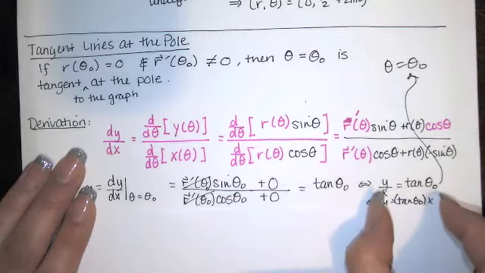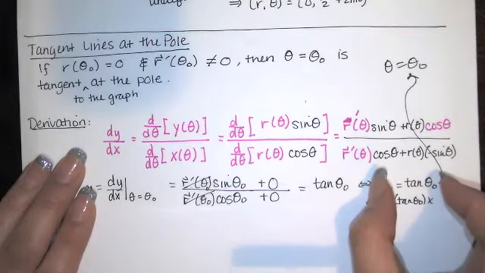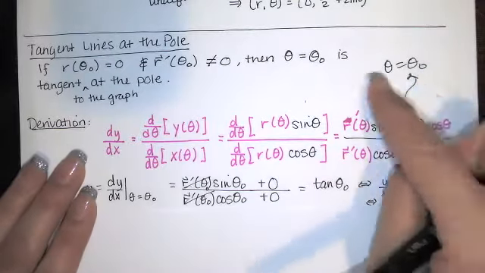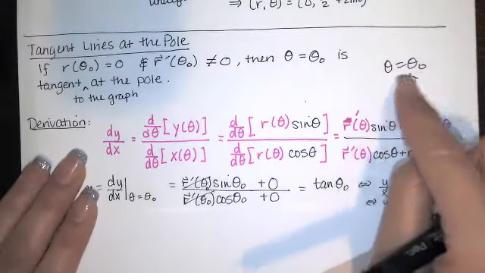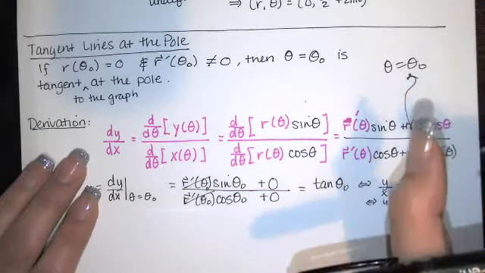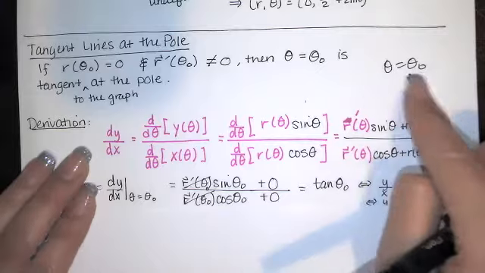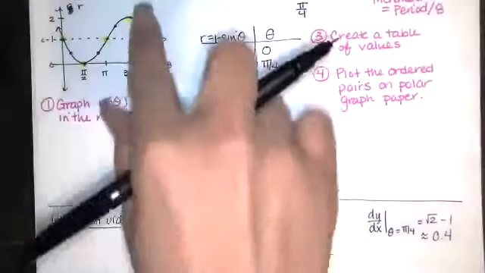And the equivalent form of this equation in polar coordinates is theta equals theta naught. So that is going to be tangent to the graph, and that might help us graph a little bit. Let's see if we have any of those points for this function that we found earlier.